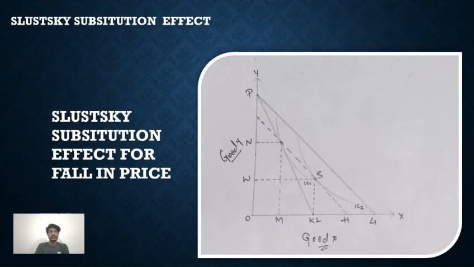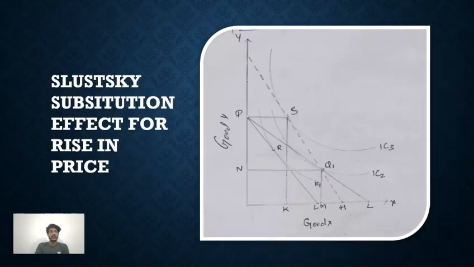Now, the second is the Slutsky substitution effect for fall in price. Here is its graphical representation, and its other part is the Slutsky substitution effect for rise in price. Here is its graphical representation.